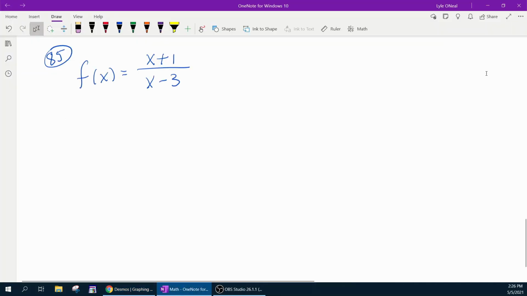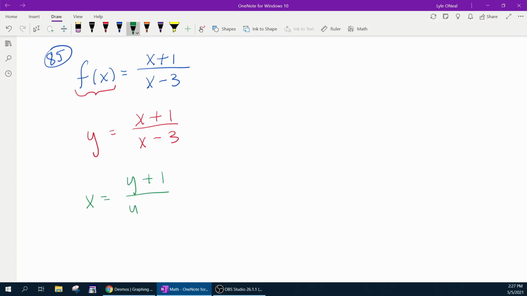Now, let's find the inverse of this function using the 3S method. So first S, we're going to substitute. We're going to replace f of x with y, because f of x is y. And then we're going to switch: every y becomes x, every x becomes y, and then we're going to solve for y.